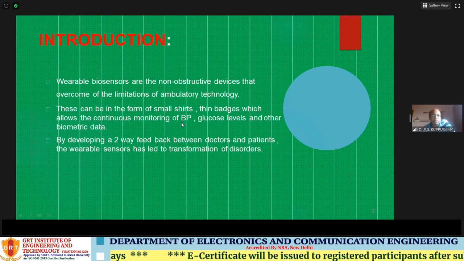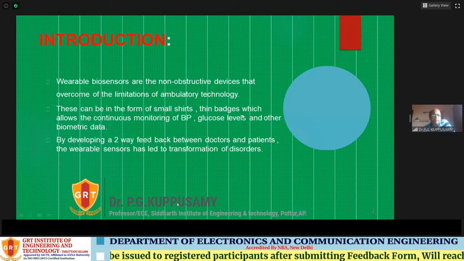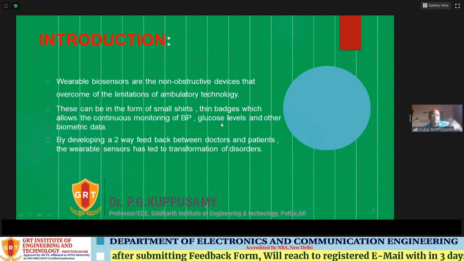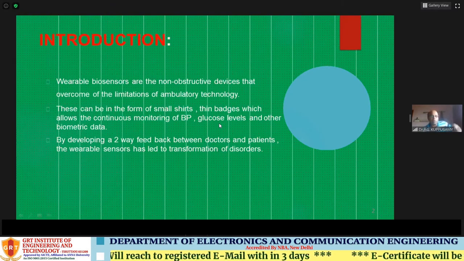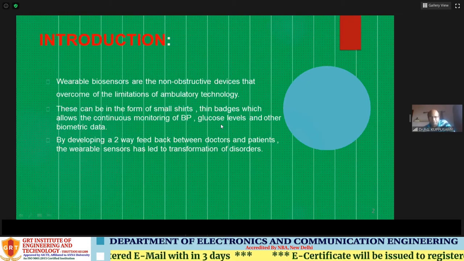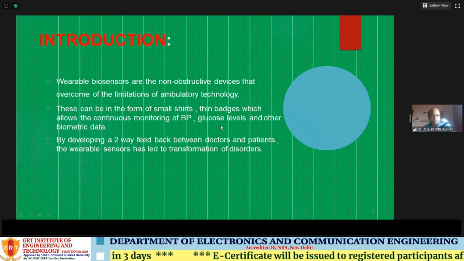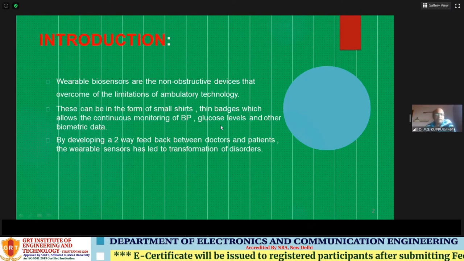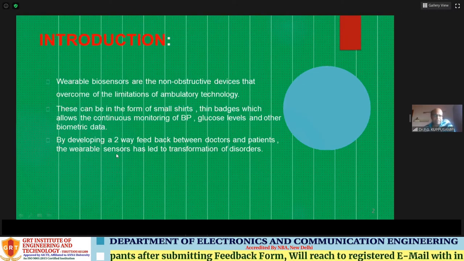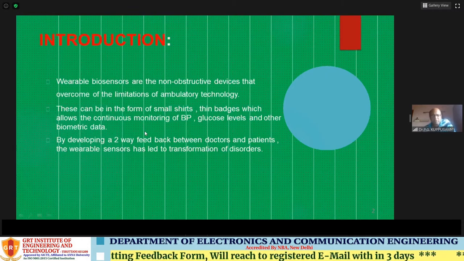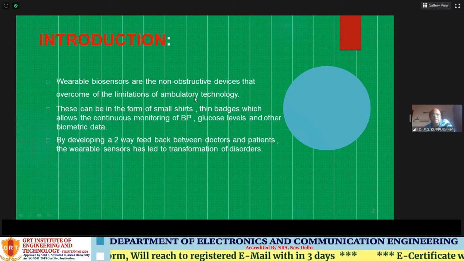See why these two are playing in. Not only in India, take the world, these two parameters are very important. Blood pressure and glucose level. Based on these two factors, all organs or all systems get affected. When blood pressure gets high or low, or glucose level gets high or low, it immediately gives a reaction to the heart. Not only the heart, the kidney, the liver, all important organs get affected. That's why the BP level and glucose level are very important in our body. By developing a two-way feedback between doctors and patients, a wearable sensor has led to transformation of disorders. They play an important role in wearable devices and gadgets.